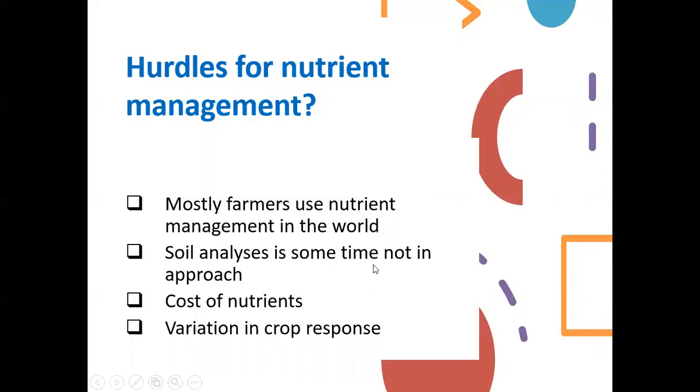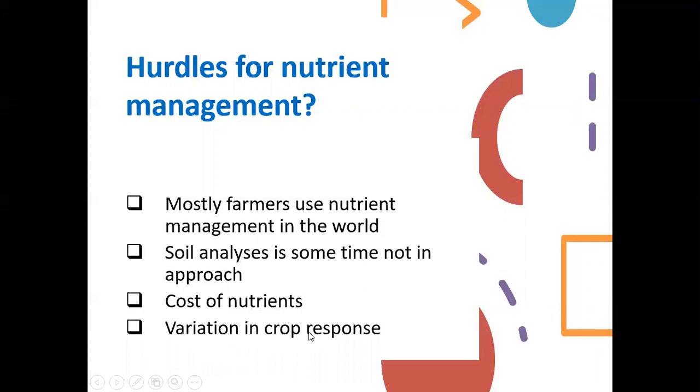Soil analysis is sometimes an approach, but the hurdle is that if we want to apply the precise amount of nutrients, there is no availability of lab testing. Then sometimes the cost of nutrients matters, if you are going to change the sources. And some nutrients are very expensive. The farmers cannot buy that. So it means they are not going for balanced fertilization. So this is a hurdle for best nutrient management.